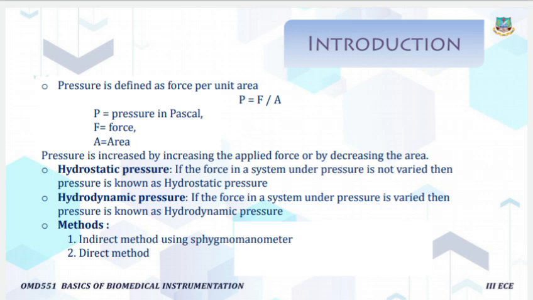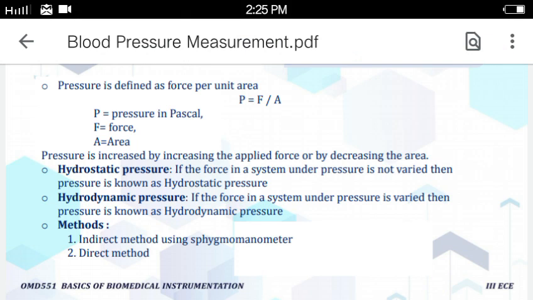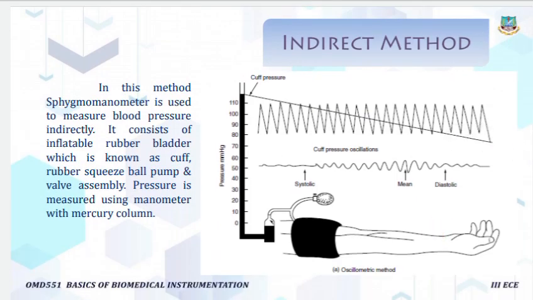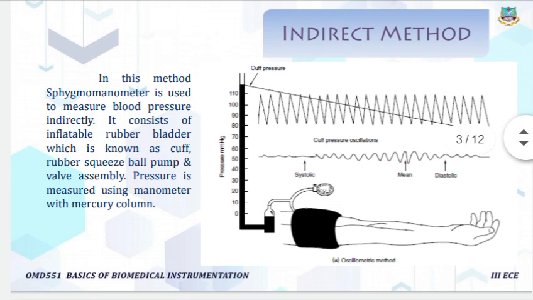For measuring this pressure, there are many methods. Here we are going to discuss the indirect method using a sphygmomanometer, and the direct method. In the indirect method, I think you all know this: a belt is placed on the upper arm, and there is a rubber squeeze ball pump and a valve assembly. This is normally used in hospitals where we check this pressure.